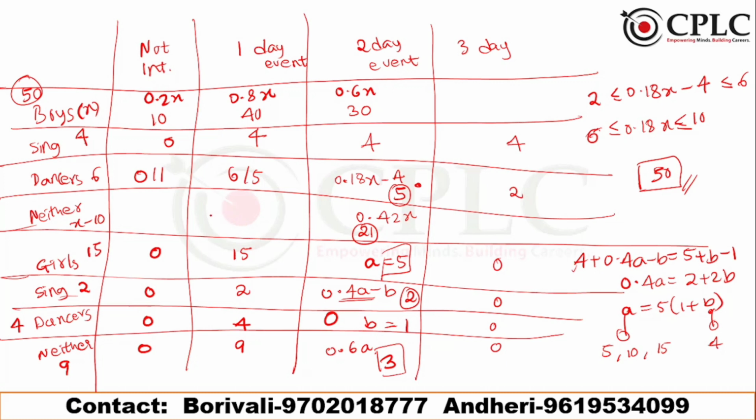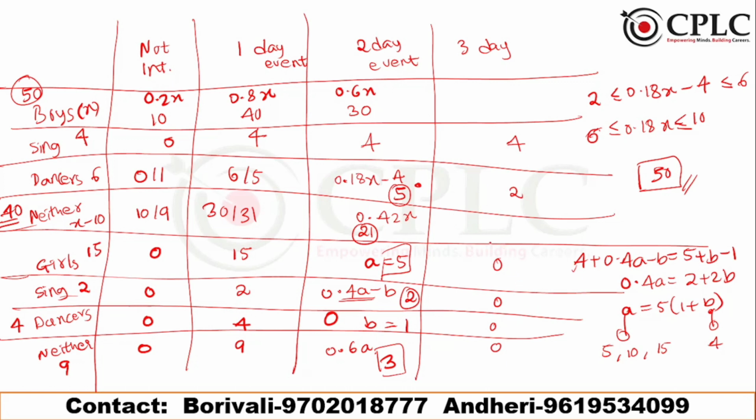Lastly, neither singers nor dancers. Obviously, it has to be x minus 10, which is 40. So this can be either 10 or 9 or 30 or 31 because the additions of all these numbers should match up, and these are our values basically.